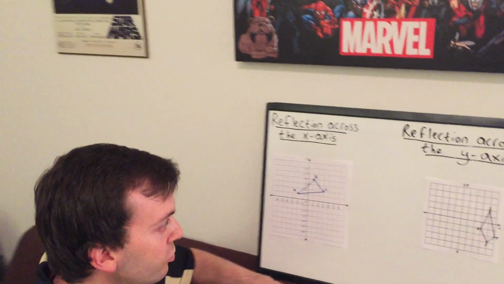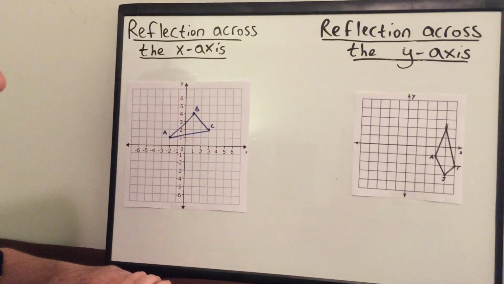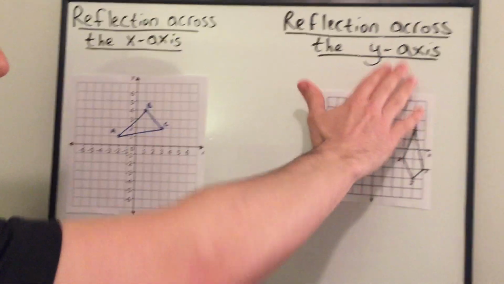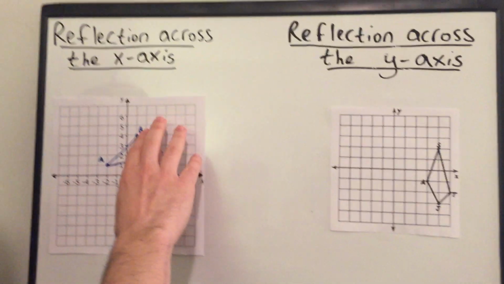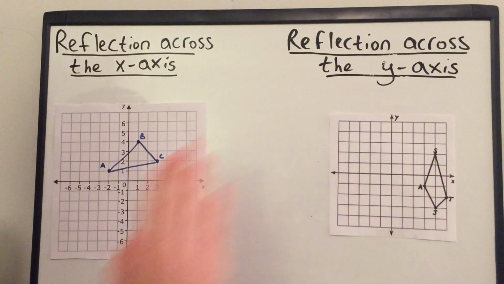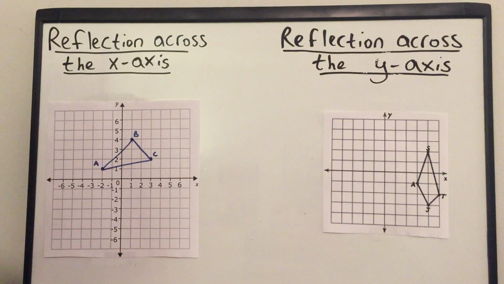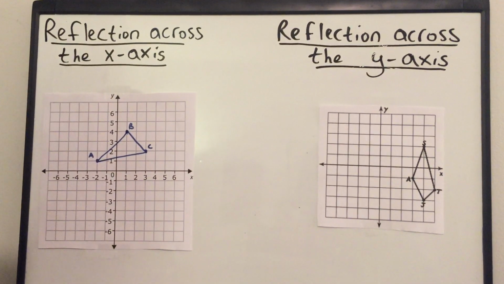So let's take a look over here. Let's see what exactly we're talking about. So we have two examples for today. We have reflection across the x-axis and reflection across the y-axis. So this one right here is an example problem already on your packet. This one is actually one of the questions that you need to complete. So that will be good, but we'll do both of these together.